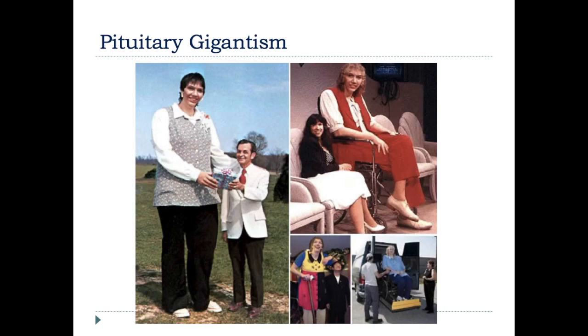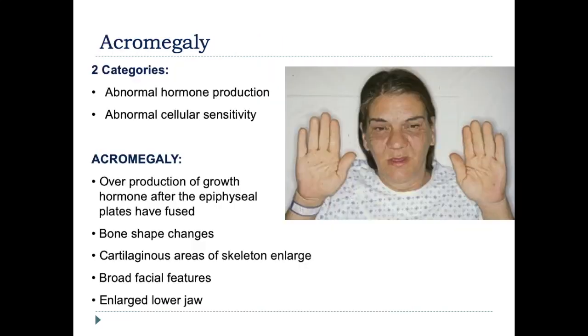So what are the common clinical manifestations? For acromegaly, we divide between abnormal hormone production and a situation with abnormal cellular sensitivity. And clinical manifestation is associated with cartilage, areas of skeleton enlargement, with enlarged lower jaw, with bone shape changes, with some broad facial features, and with increased influence of growth hormone on different kinds of metabolic processes.